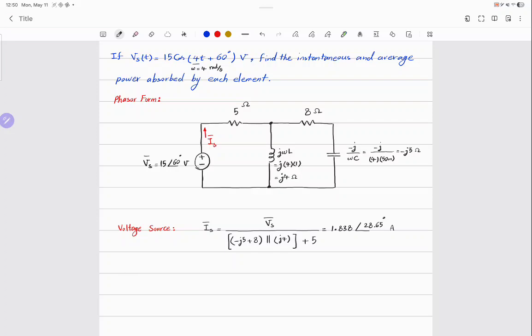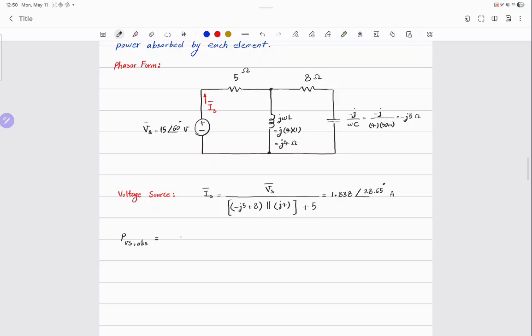Let me write the equation for power. Remember, the most general form. P_VS(t), and this is absorbed, is equal to, this is the equation, 1/2 Vm Im cosine of theta v minus theta I, plus 1/2 Vm Im cosine of 2 omega t plus theta v plus theta I. This is the general equation.